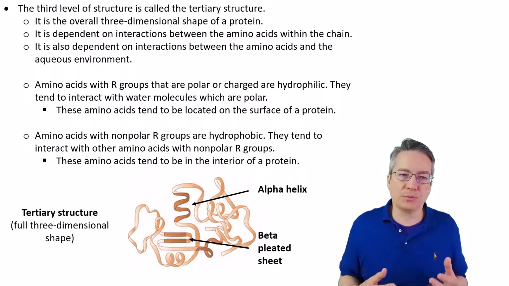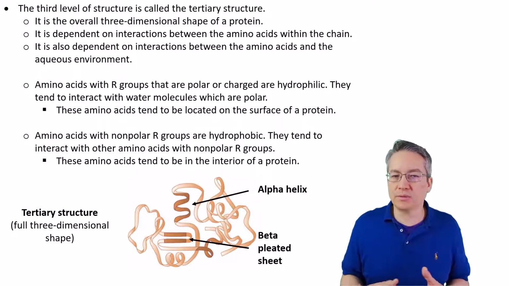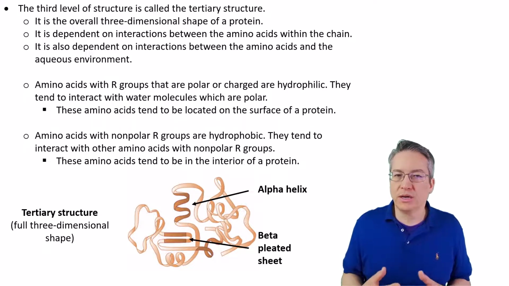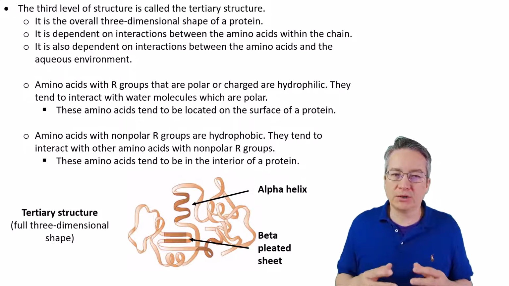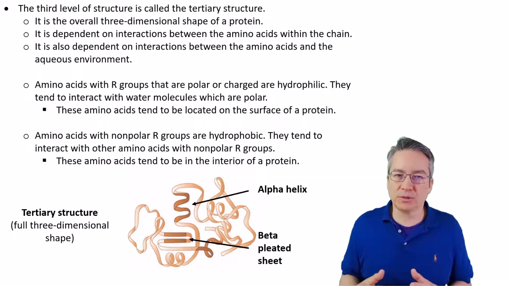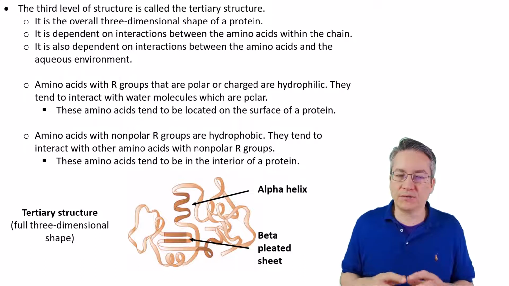So here's an example. Perhaps you have some amino acids in the chain with R groups that are polar or charged. Because they're polar or charged, they'll be hydrophilic, meaning that they're water-loving. They'll tend to interact with water molecules, which are polar. And so these amino acids tend to be located on the outside surface of the protein and sort of pointed outwards.